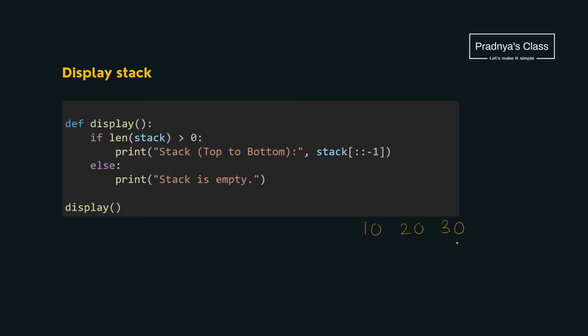Now we need to display the stack. The top element is nothing but 30. If we write vertically, this is how your stack will look like. This is the top position. We will be printing the element from the top. So here is the code to display. First we will check whether the length of stack is greater than 0. It means we should have the elements in the stack. If it is empty, how we are gonna display? For that we will check this condition.